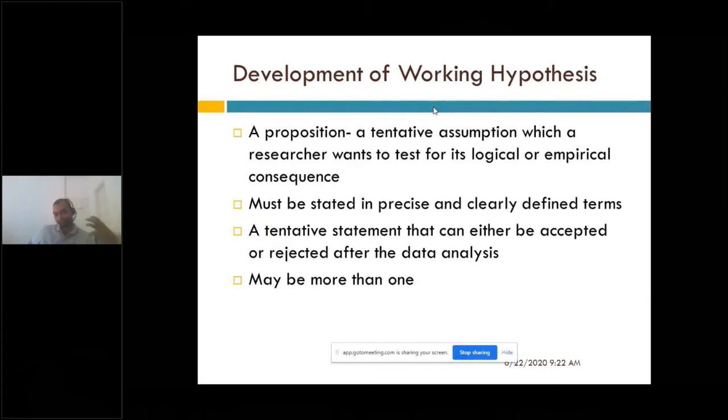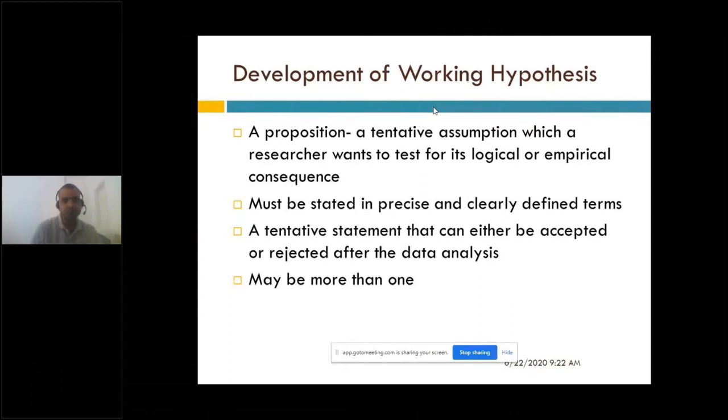There is a serious misconception among researchers that we have two types of hypothesis, null hypothesis and alternative hypothesis, and they think that these are opposite to each other. But the reality is that these two types of hypotheses are not opposite to each other, but complementary to each other.